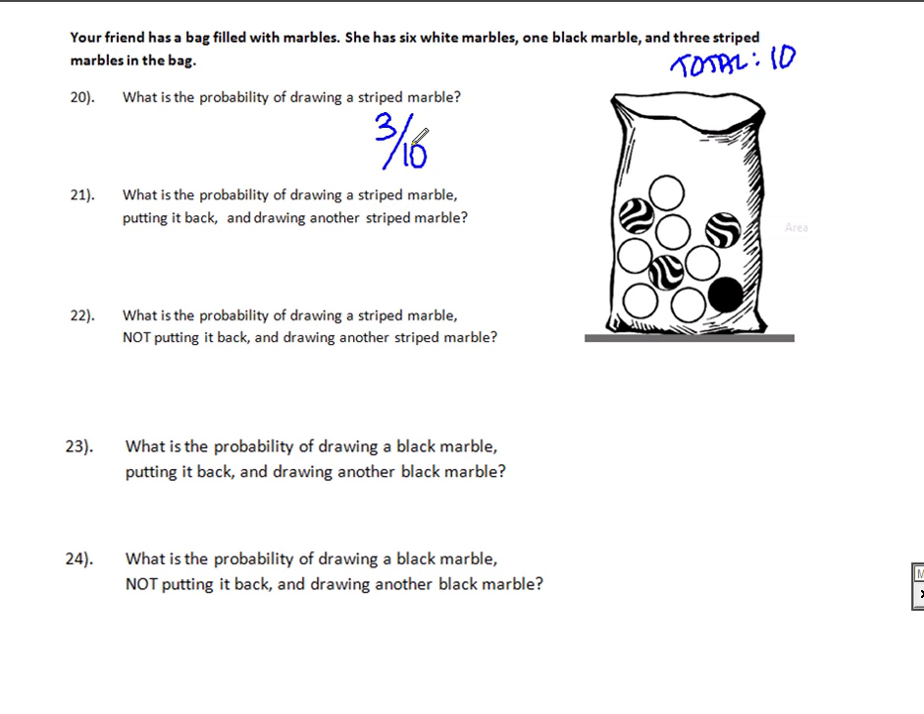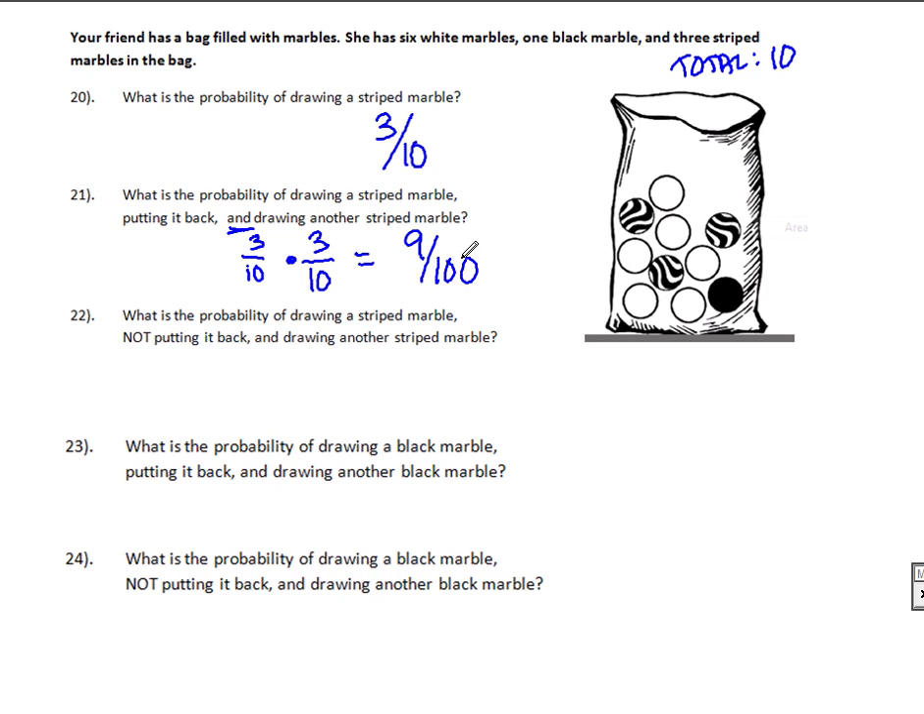21, probability of getting a striped marble, putting it back in, and drawing another striped marble. So I'm going to multiply because it says and. The first striped marble, there's 3 of them out of 10 total. When I put it back in, I'm still going to have 3 striped marbles out of 10. So I'm just going to multiply them and get 9 out of 100.